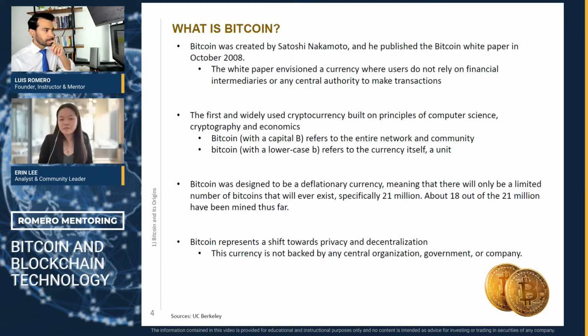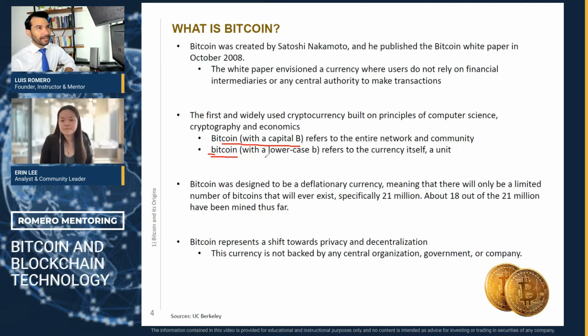So some cool things to keep in mind: Bitcoin with the capital B focuses on the entire network, and bitcoin with the lowercase b refers to just the unit itself. Okay, so that's interesting. So Bitcoin with a capital B refers to the entire network, and bitcoin with a lowercase b refers to the actual currency.